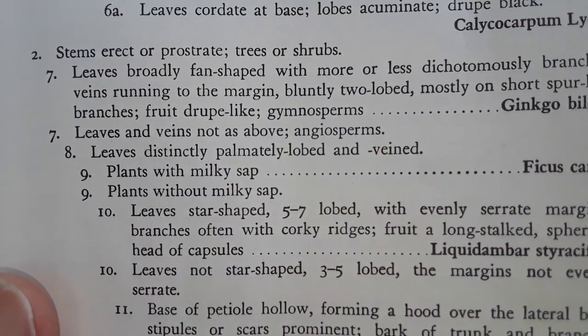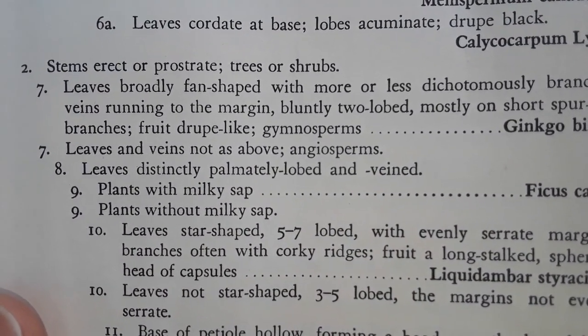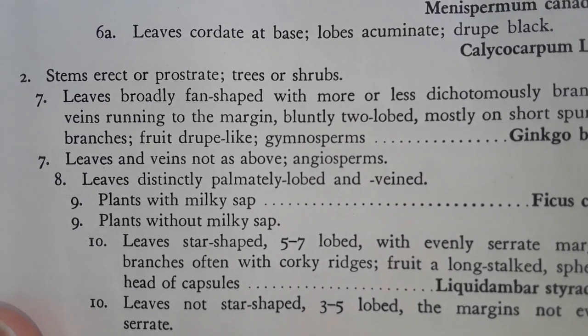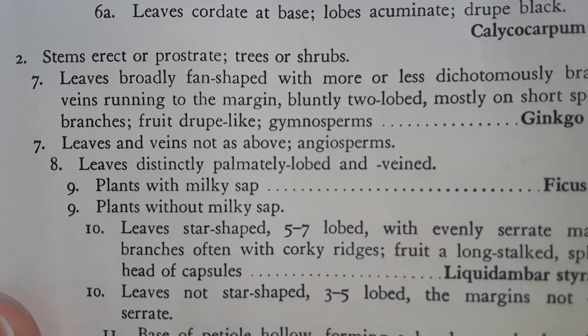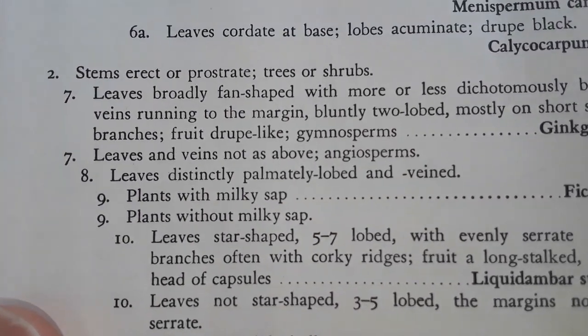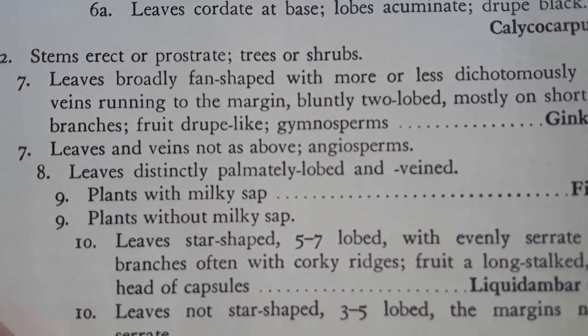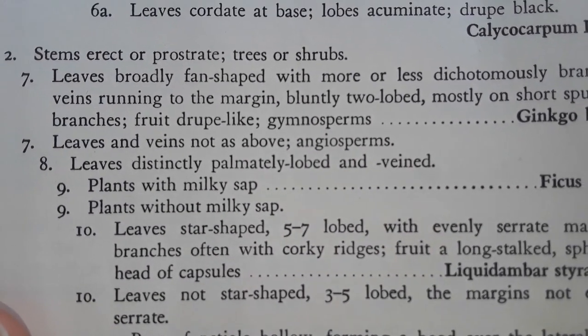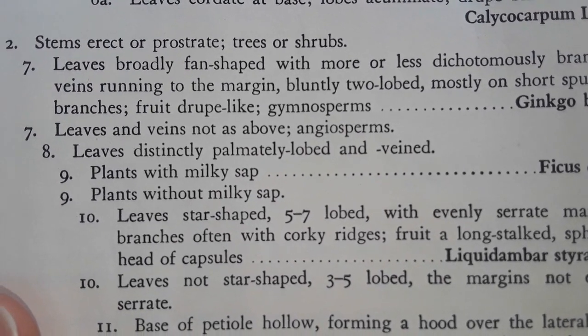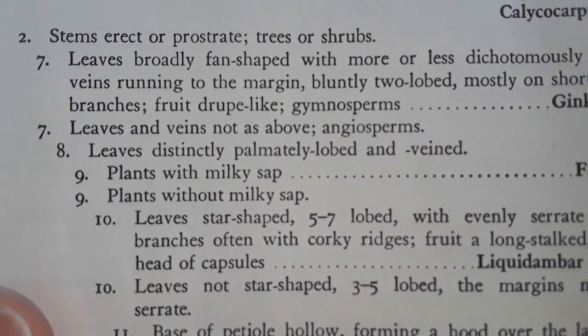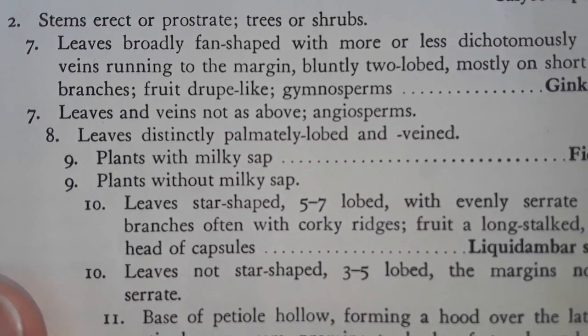Then we have an option. So we go to the other number 7. Leaves and veins not as above. Angiosperms, absolutely. This is a flowering tree. I showed you the fruit. Leaves distinctly palmately lobed and veined? Yes. Plants with a milky sap or plants without a milky sap?